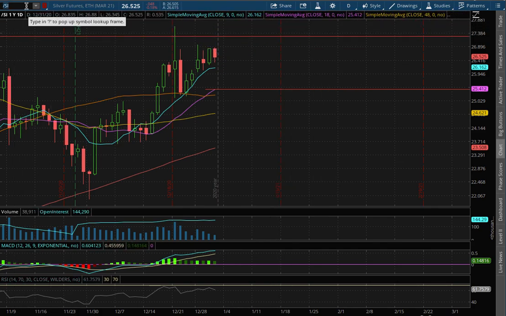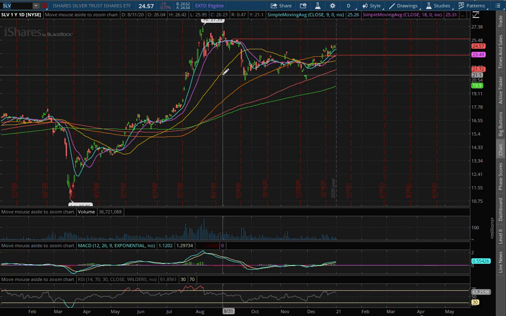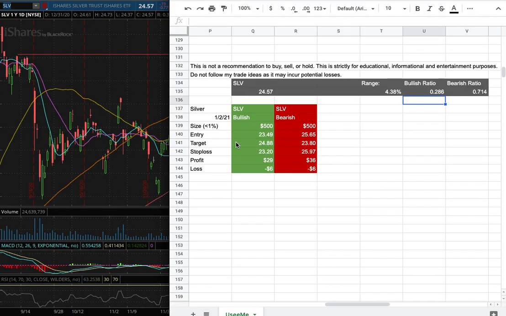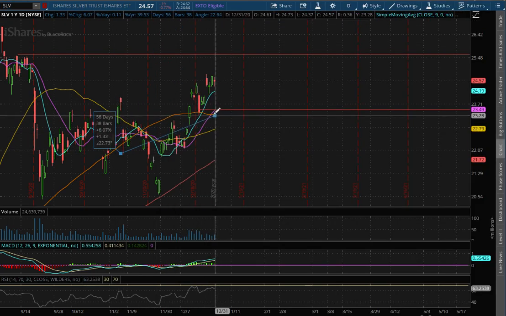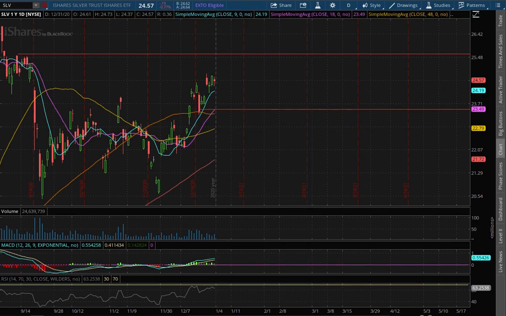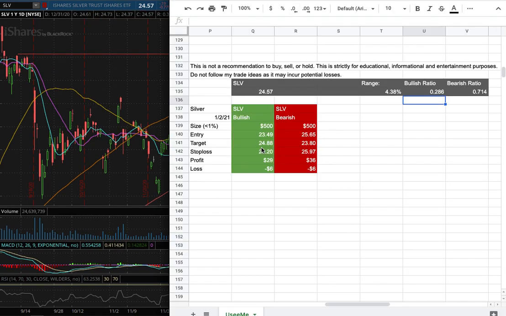As for the trade idea of the week, I'll be trading SLV, and my position size is less than 1% of my portfolio. My long entry is at $23.49, which is this range right here. And as for my sell targets, that's at $24.88, and my stop loss is at $23.20.